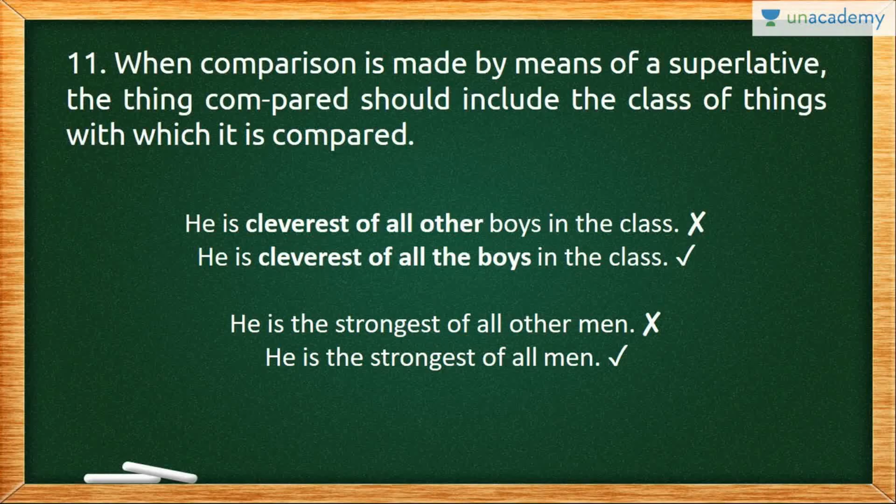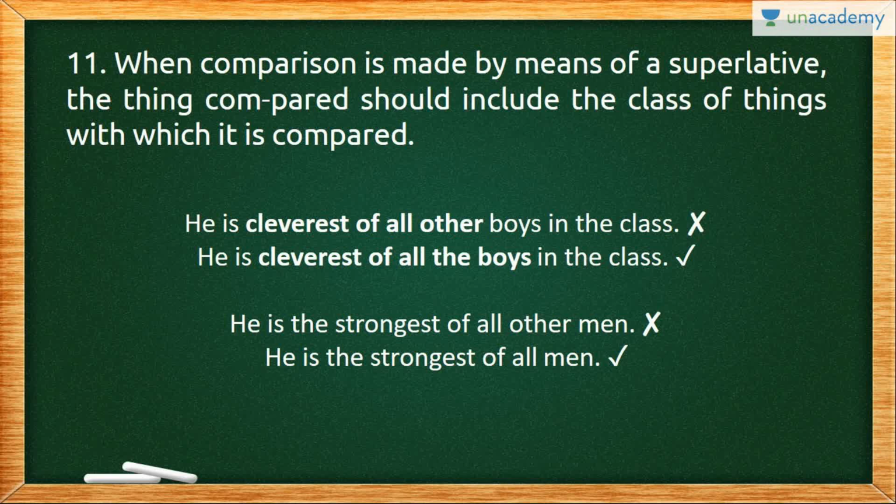Now the next rule states that when comparison is made by means of a superlative, the thing compared should include the class of things with which it is compared. Notice the difference between this rule and the previous rule. Here we are talking of the superlative degree of an adjective, and previously we were talking about the comparative degree. So when you're comparing, you have to add the word other, but when you're using the superlative degree, you don't use other.